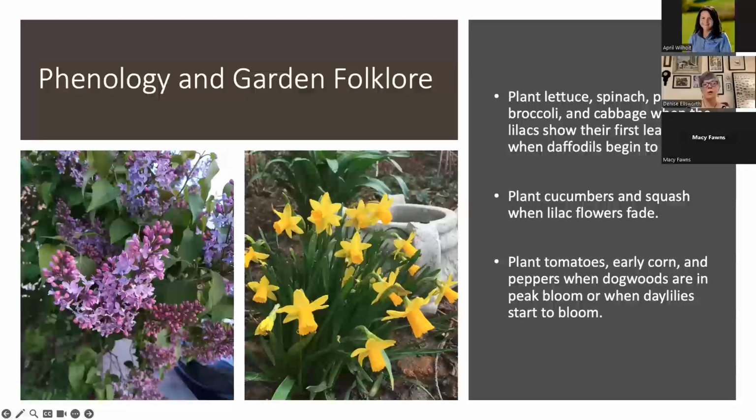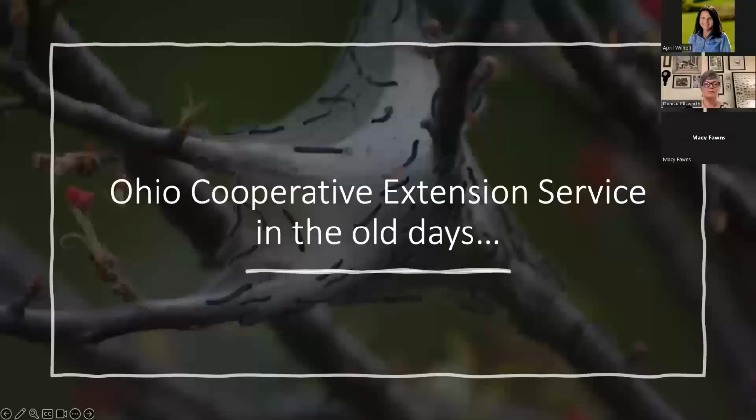Plant cucumbers and squash when lilac flowers fade, so we're moving further into the spring. Plant tomatoes, early corn, and peppers when dogwood are in peak bloom or when daylilies start to bloom, so again, further into the spring. So there are lots and lots of phenological associations that have made their way into gardening folklore and have a lot of good practice behind them.